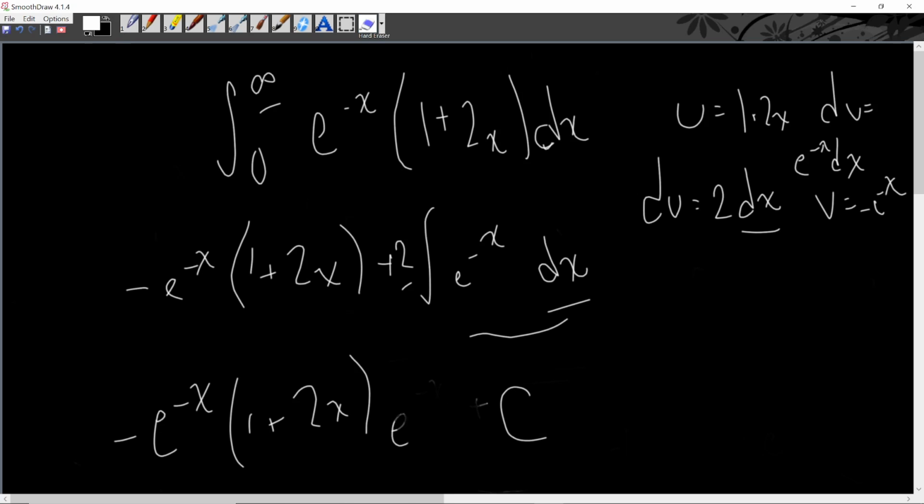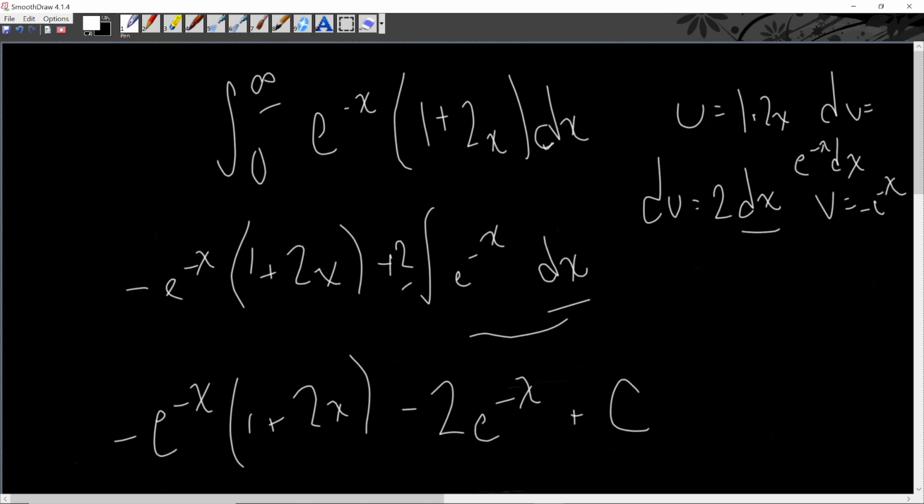Whoops. It's going to be minus 2 times e to the negative x plus c. And then from here, let's think what we're going to do. Well, we can actually simplify this a little bit.